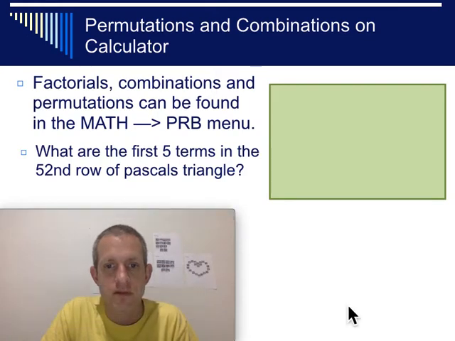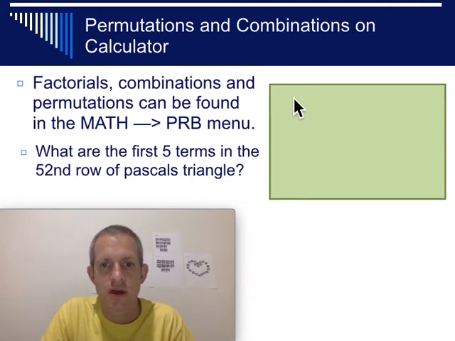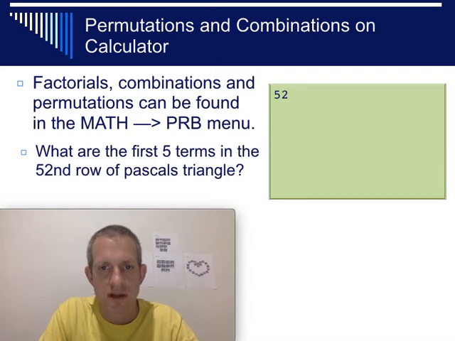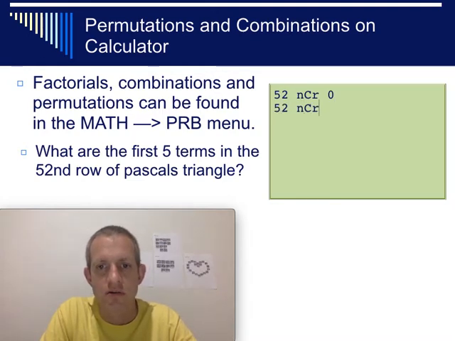Well, each of those are a combination. And so if you wanted to, you could calculate it by doing 52 and then going into the Math menu and choosing NCR and then 0. That would be the first number. That should be a 1 because there's one way to choose no cards out of 52. You could then do 52 NCR 1 and 52 NCR 2 and so forth if you wanted to do each of them separately.